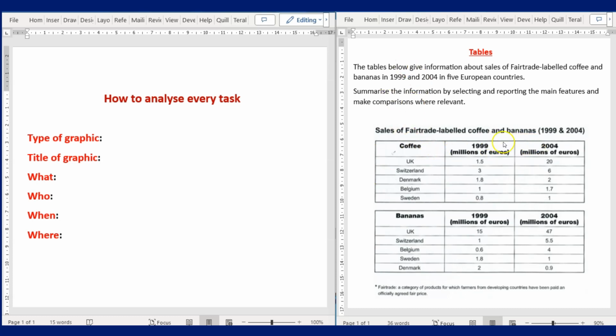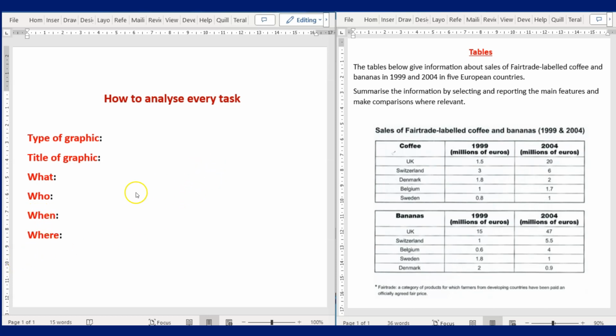So this is what you also have to note when you are dealing with tables, which is the rows and columns, and also the unit of measurement is very, very important. You have to get the information on those. Okay, aside from that, I want you to answer this question. Tell me the type of graph, the title, what you are looking at, who is involved, when and where.